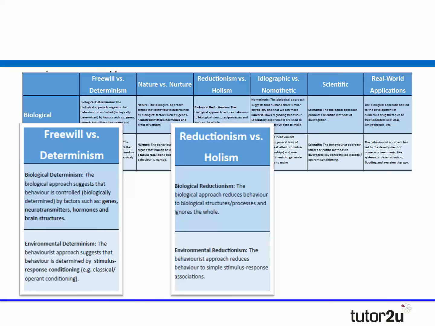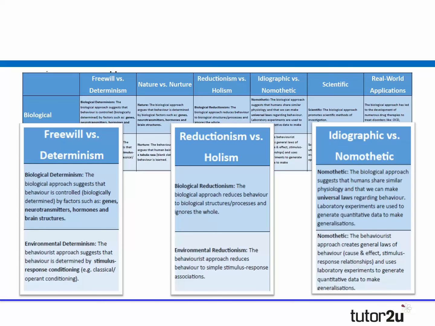Let's take another one. Let's look at reductionism versus holism, sticking with biological and behaviourism. So with biological reductionism, the biological approach reduces all behaviour down to physical biological structures and processes, ignoring the holistic view, so ignoring the whole. Behaviourism also takes a reductionist approach, but in a different way. They take an environmental reductionism approach, and they reduce behaviour down to just simple stimulus and response associations.